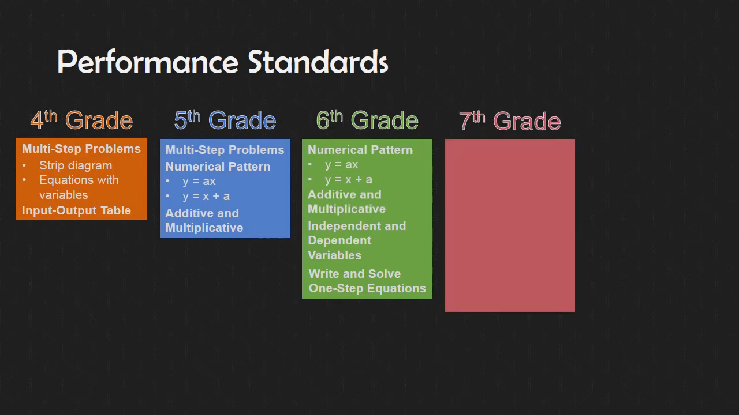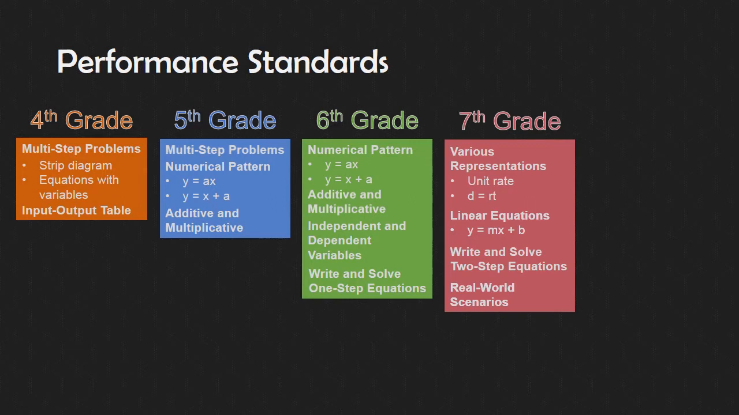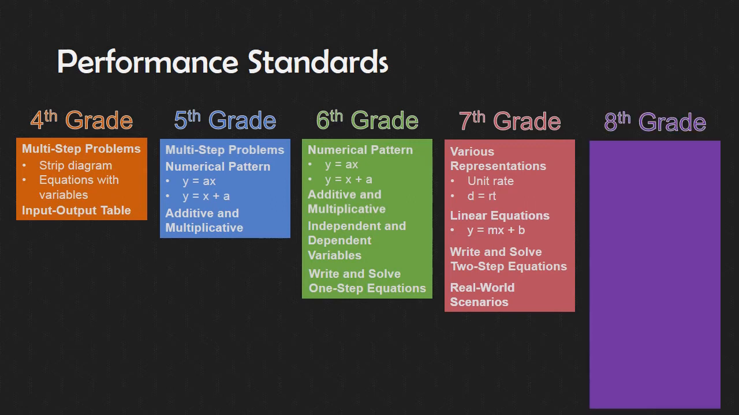By 7th grade, they are expected to use various forms of representation. They begin using slope-intercept form and move forward to two-step equations and inequalities, as well as real-world scenarios. In 8th grade, reporting category 2 is almost completely algebraic. The goal is preparing students for algebra.